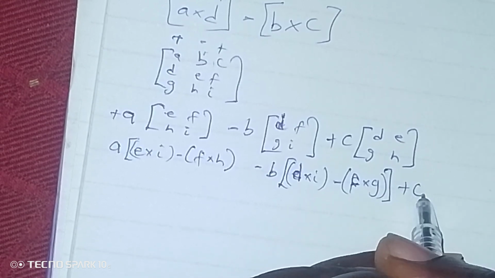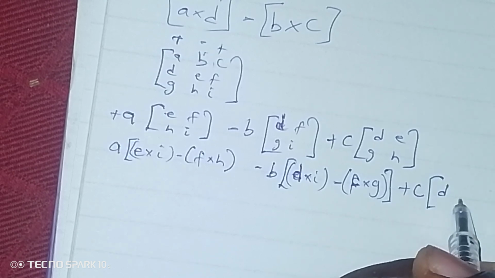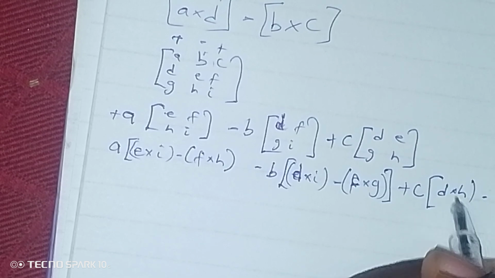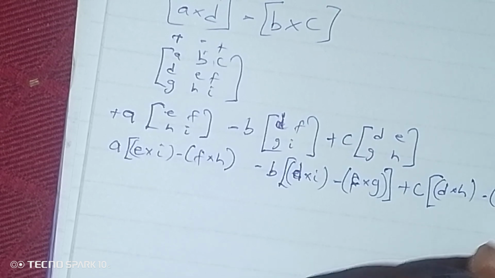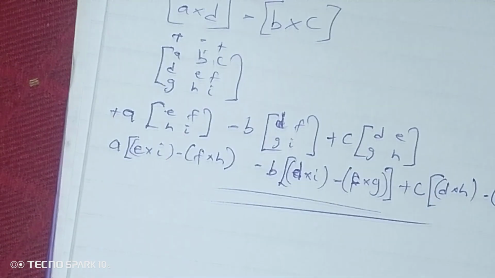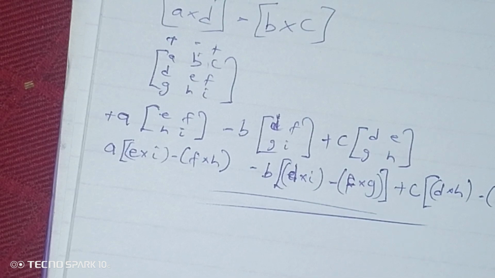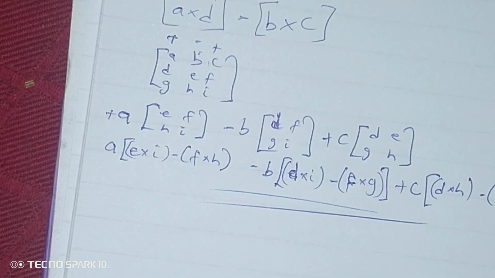Then you have your plus C. Then this will be D times H minus E times G. So by the time you solve this, the answer you get is the determinant of the matrix. So let us see JAMB past questions on this topic.